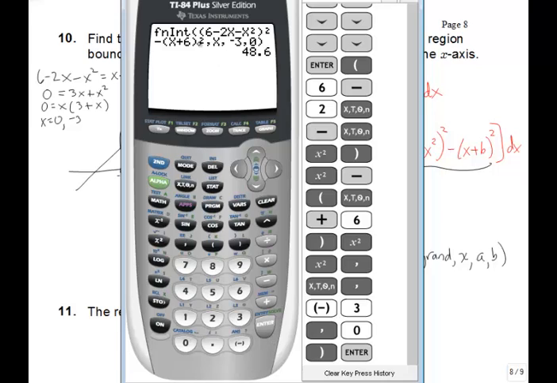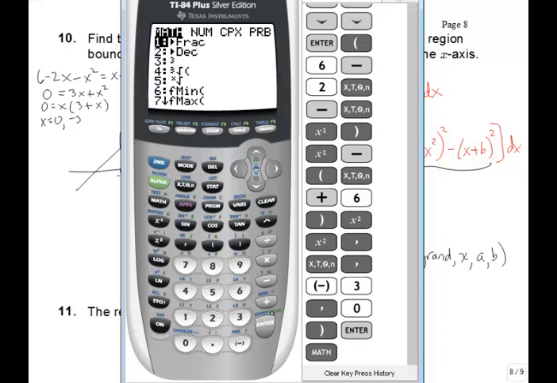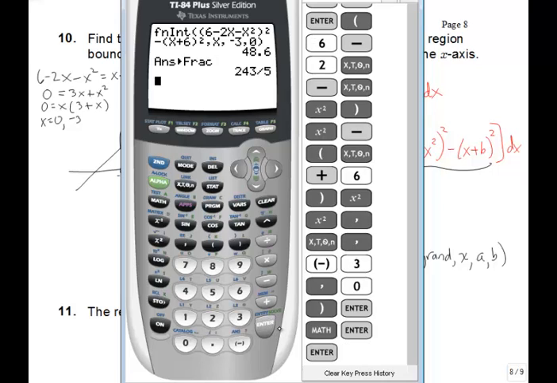Now notice here when I integrated, I didn't use that pi at all. So my answer to the volume is actually 48.6 times pi. And if you converted 48.6 back to its fractional form, that's where that 243 pi over 5 comes from. So I just wrote it as a fraction instead of as a decimal. That function integrate command is a really slick way to get an easy answer.